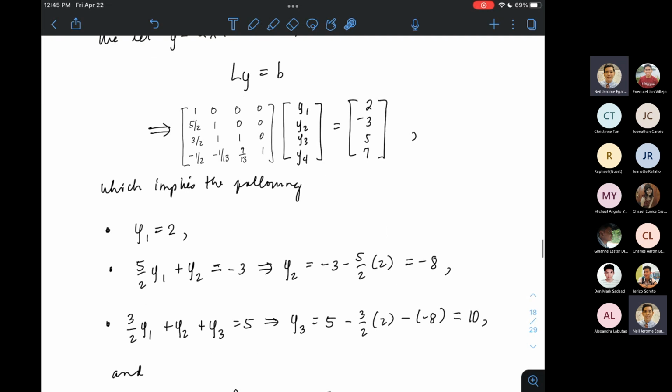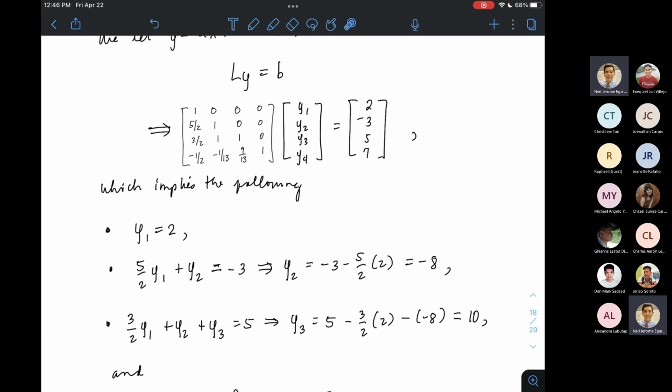Tapos yung y2, this guy times this guy. Remember, pag nagmo-multiply kayo ng 1 by 4 at saka 4 by 1 matrix, alright? So, ito ay magiging 5 halves times y1 plus 1 times y2. Kaya ako nakuha ito. Tapos equal siya dito kay negative 3. Pero alam ko na kung saan equal si y1. So, pwede ko itong palitan ng 2, tapos i-transpose siya dun sa kabila. So, essentially, this is what I'll get. I'll have negative 8 for the value of y2.